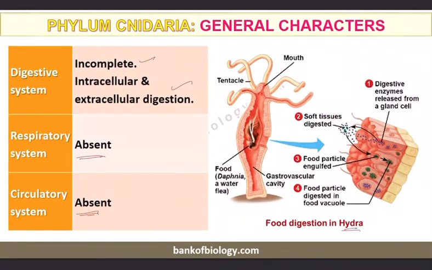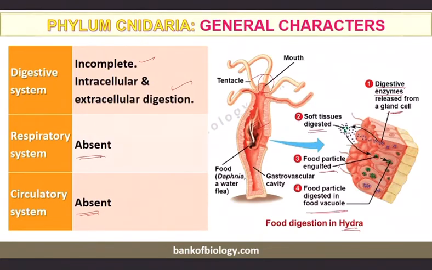Respiratory system is still absent. Circulatory system is still absent. That's why it is kept under low. One of the examples that you should remember under phylum Cnidaria, also known as Coelenterata, is Hydra. So you can see the acoelomate condition and the presence of mouth. See here, that's the important one. And the incomplete digestive system, you can see the presence of it here.